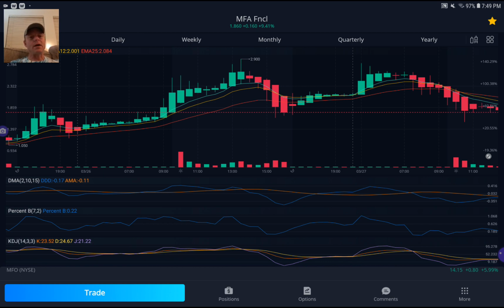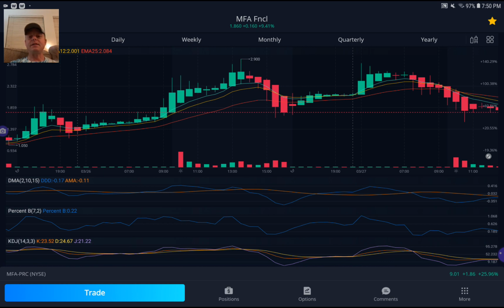So right now what I have on the screen, and I told you earlier that I was going to discuss, is the MFA Financial stock that I'd covered a couple days ago. If you look all the way down at the bottom of your screen, you'll see the KDJ indicator. We're not going to talk about the DMA right now or the percent B, but if you look at the KDJ, you'll notice a few different numbers. You have in parentheses 14, 3, and 3. I'm not going to go real in depth over what the KDJ stands for, when it was developed, and all that. It's similar to a stochastic indicator, except that it's got 3 lines.